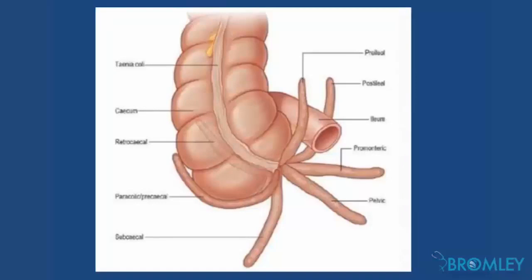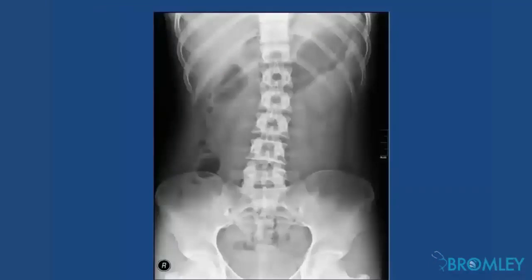Similarly, the appendix can be retrocecal. We can just make out an appendix behind the cecum, or it can be lateral to the cecum in this paracecal description, and it can be in front of or behind the ileum. So there's a number of different positions that the appendix can be found in. And of course, that means that if you imagine the tip of the appendix being the focus of most inflammation and most pain, you can see the wide range of positions that the tip of the appendix can be in, and hence giving such a wide range of different sites for presentation.